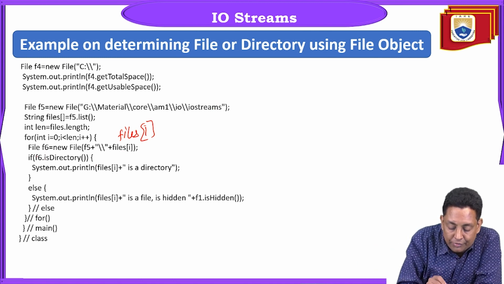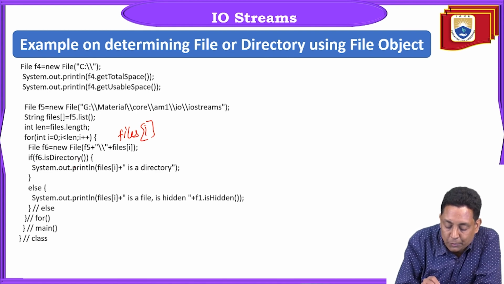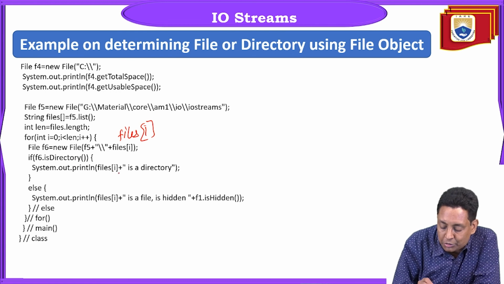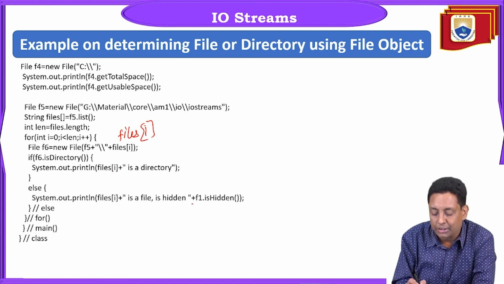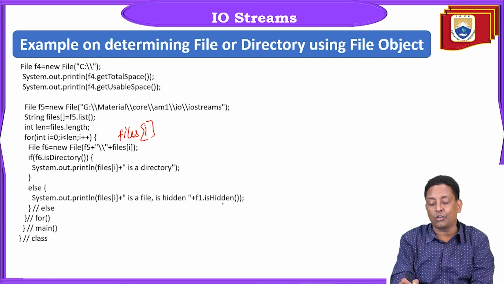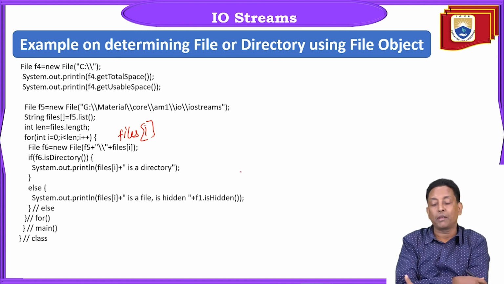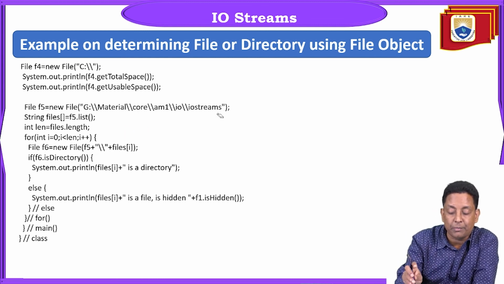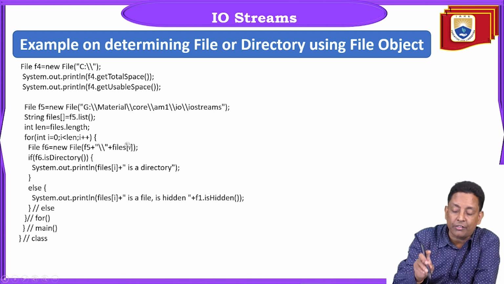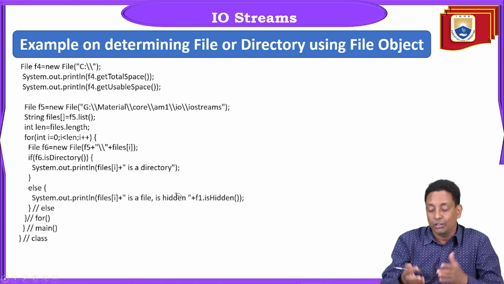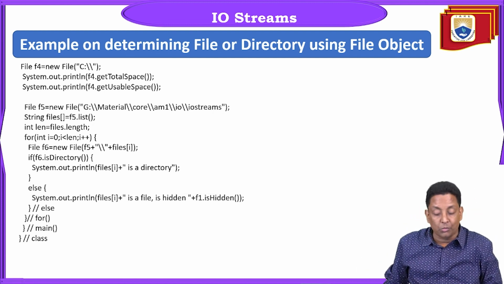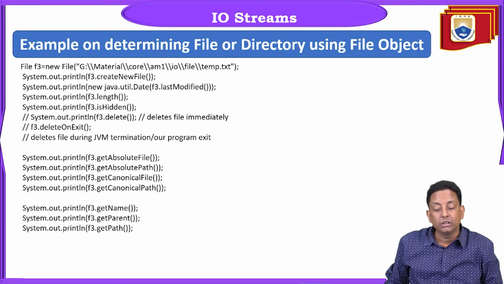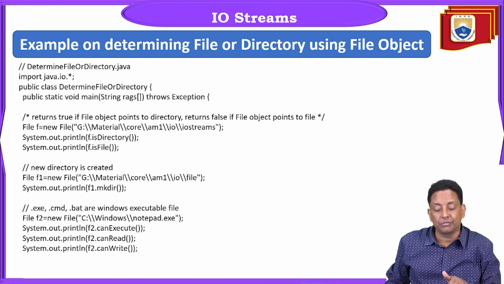And here we are checking whether that f6 object is pointing to a directory or not. If it is pointing to a directory, we will print that so-and-so is a directory, else so-and-so is a file. To find out whether it is hidden or not, use f1.isHidden, so it will print whether the file is hidden or not. And the last example is getting the list of files from a pointed directory and again finding whether each file is a directory or not. If you run this program, you will get a very big output. So this is about file operations, the File object example.